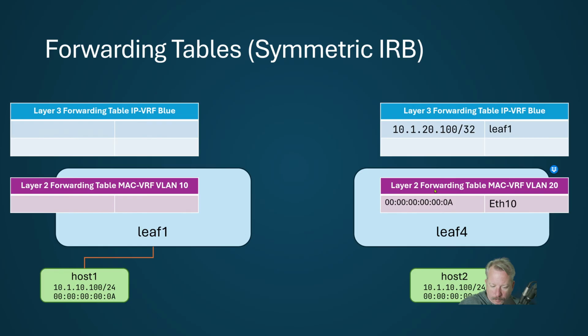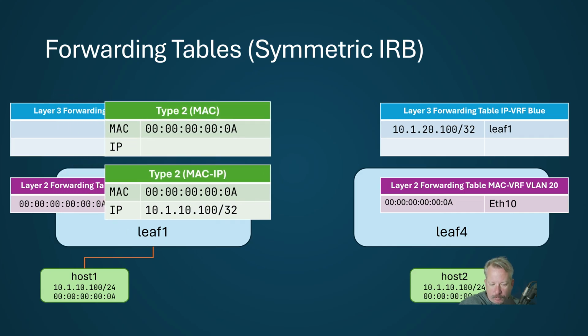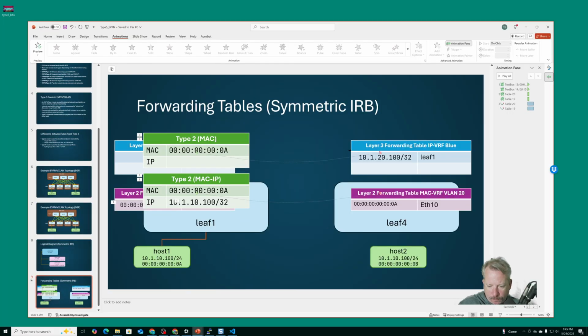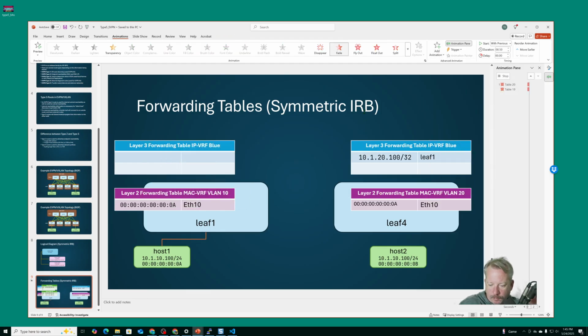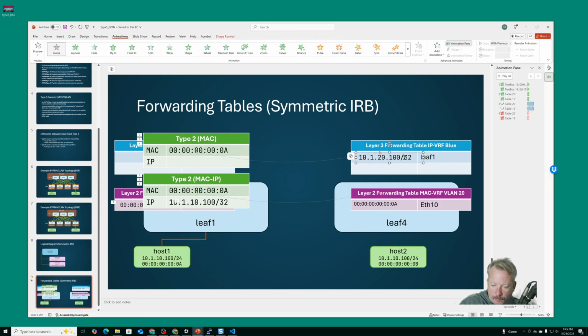There we go. So host sends a frame to leaf 1. We learn its MAC address. That generates two different type 2 routes. They get sent over to leaf 4. Now they disappear. So I'm going to add an animation after, and that is for them to disappear because they need to go away. And show that it inserts these two in.